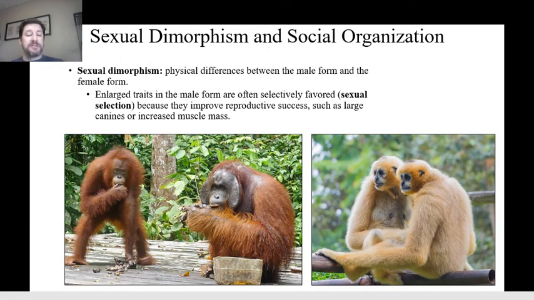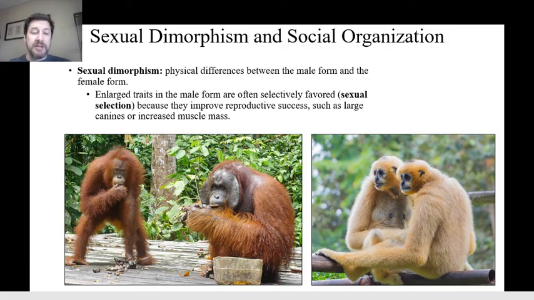Okay, so that wraps up the section on locomotion. And now we'll look at social organization and sexual dimorphism. Sexual dimorphism, as a reminder, is the physical differences between the male and female form of a species. So some species are very sexually dimorphic, again, peacocks being the great example, and some species are not sexually dimorphic at all. Wolves are a good example. They're relatively non-dimorphic.